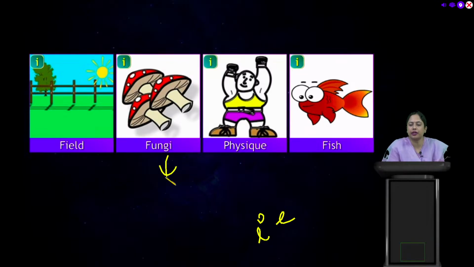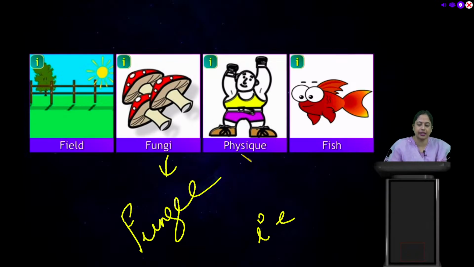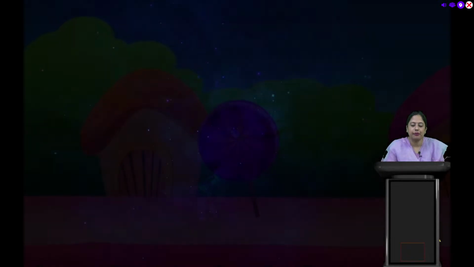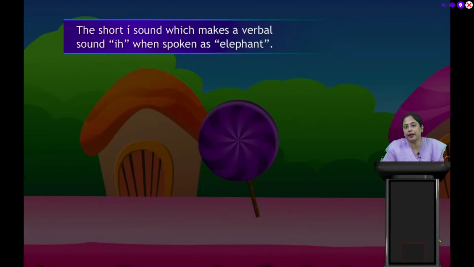Now look at this word. Most people would pronounce this one way, but actually how we pronounce this is different. Field, fungi, physique, fish. So when we say fish, we put more stress on the letter I. So from all these examples, we come to a conclusion that the vowel letter I has more than one sound.